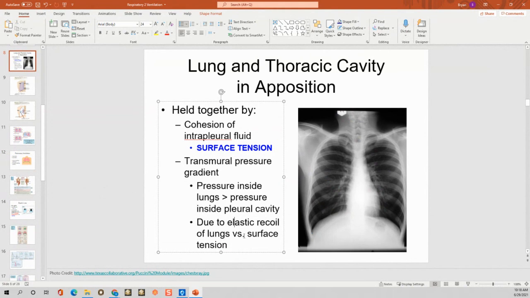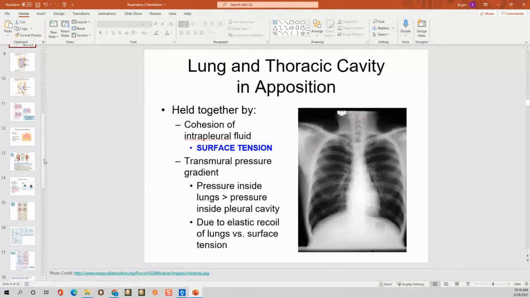There's lots of different pulmonary fibrotic lung diseases out there where the elastic fibers start turning into collagen fibers. So yeah, we won't get too much into the pathology, but there's a lot of them out there.